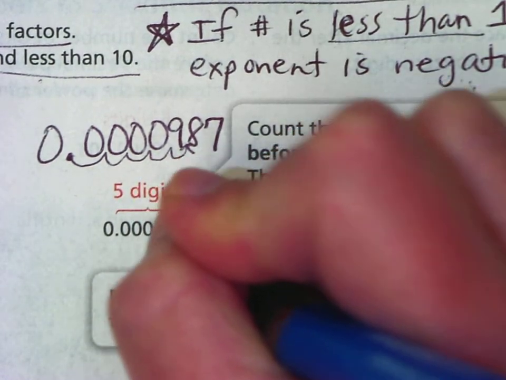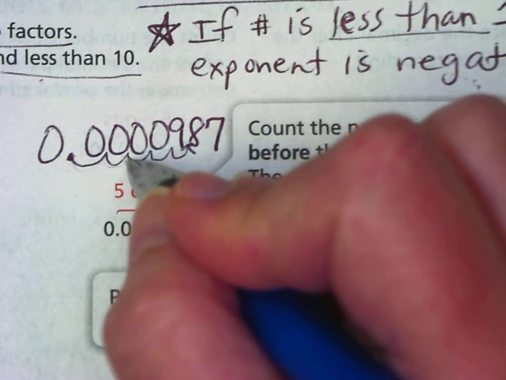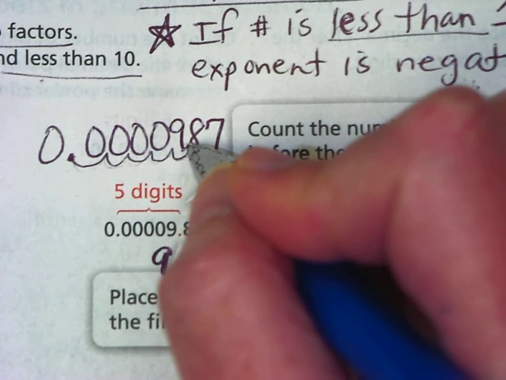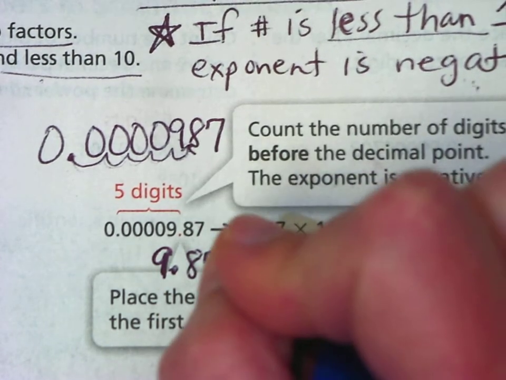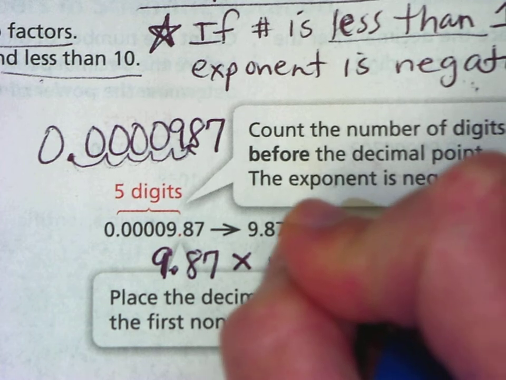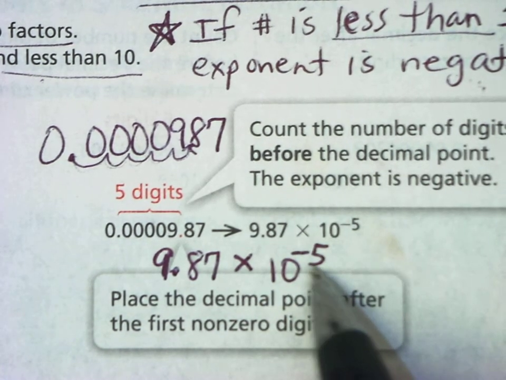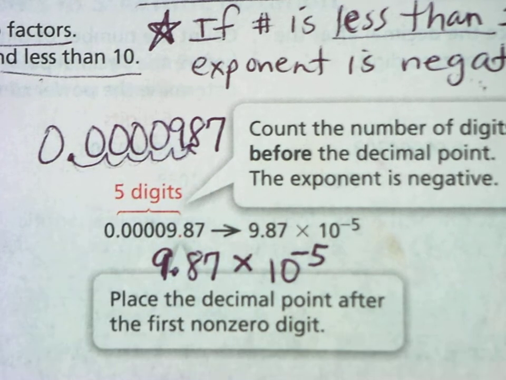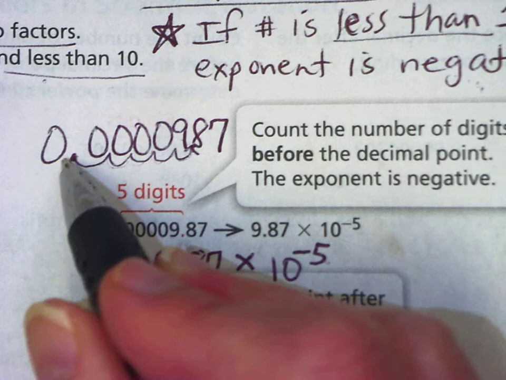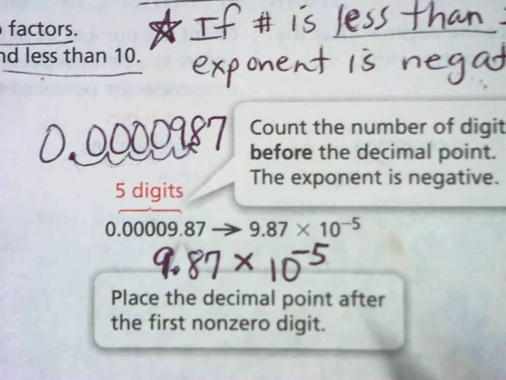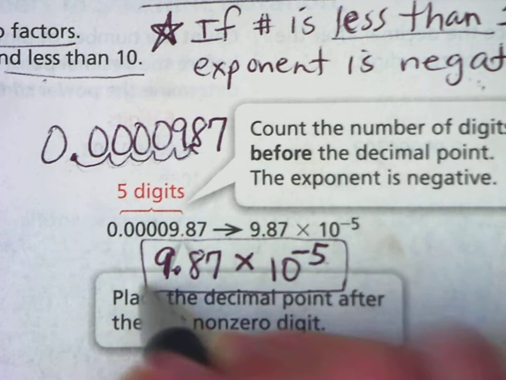Again, I don't need all these zeros in front of that number. I moved it 1, 2, 3, 4, 5 times. So my new number is 9.87 times 10 to the negative 5. My exponent's negative this time because the number that I started off with is less than 1, and it's negative 5 because I moved it 5 times. That is this number written in scientific notation.